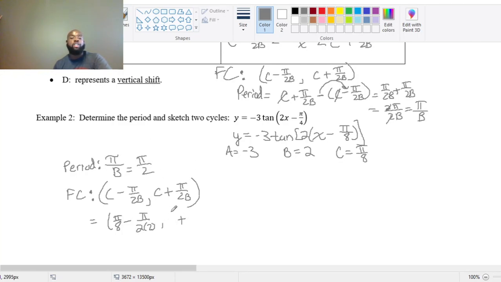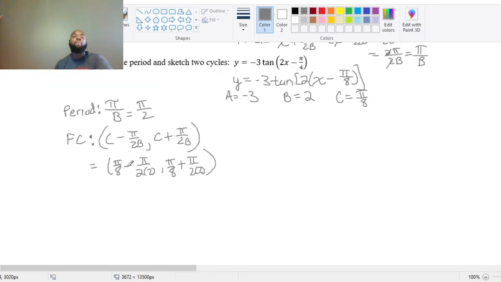And so I'm going to fill in this formula here, and then we'll simplify. Well, 2 times 2 is 4, right? And so that's pi over 8 minus pi over 4. Pi over 4 is 2 pi over 8. So that'll be a negative pi over 8. And that's pi over 8 plus 2 pi over 8, and that'll be 3 pi over 8.